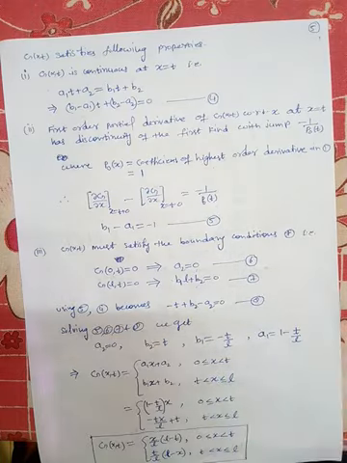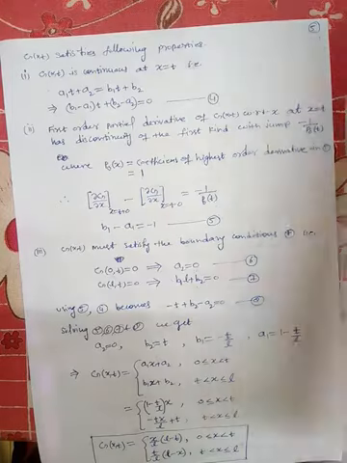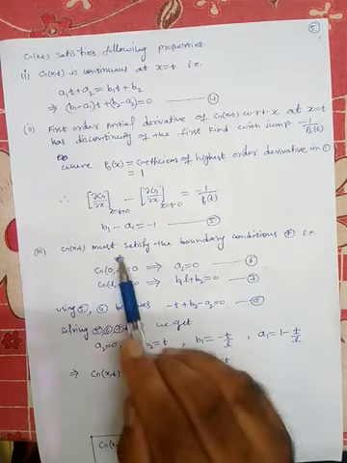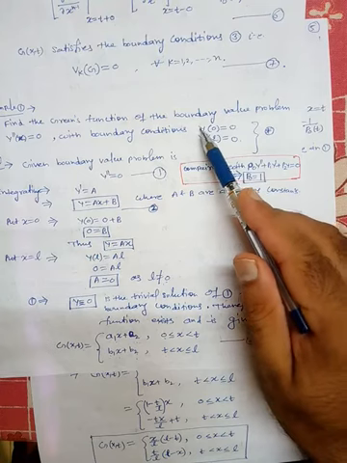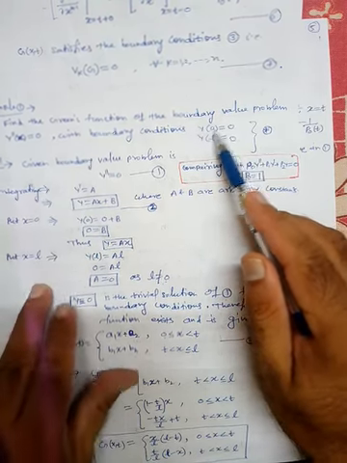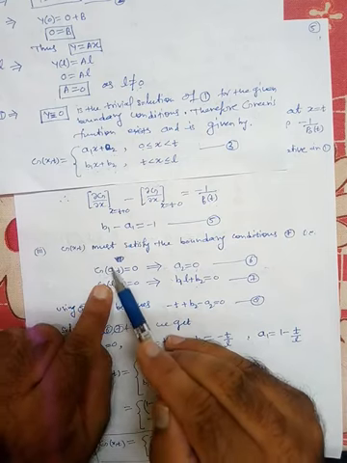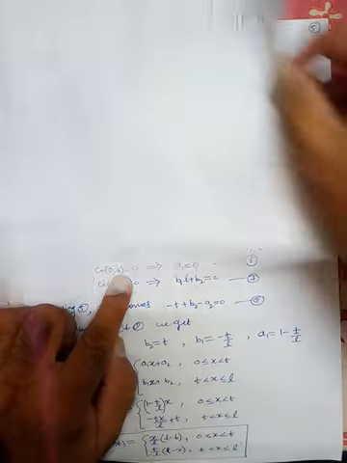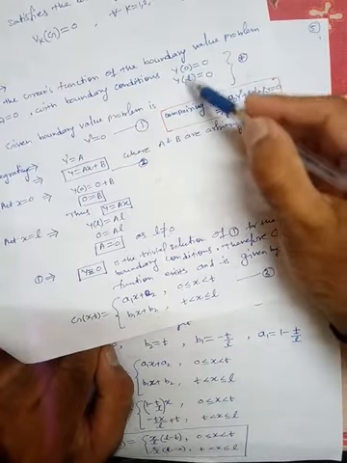Now, the last property: G(x,t) satisfies the boundary conditions (star). The boundary conditions are these two. Put x equal to 0 in G, so we get G(0,t) equal to 0. That is the first boundary condition. Similarly, for the second boundary condition, put x equal to L.